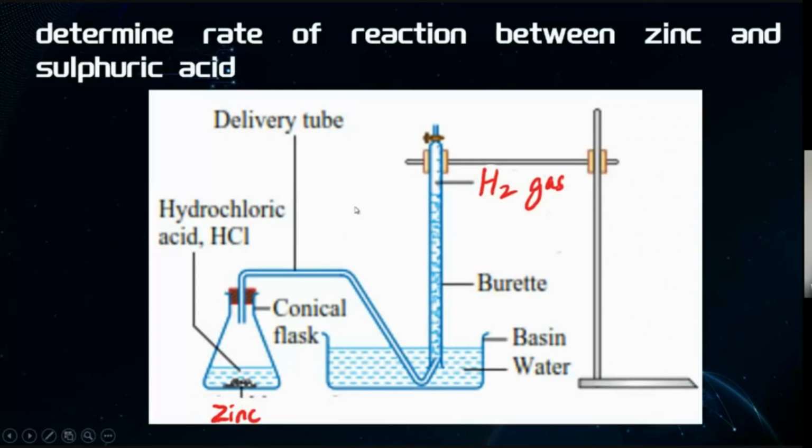This one is for hydrogen gas, also a release of gas. So we use a metal with hydrochloric acid, or zinc with acid, magnesium with acid also can. We release the hydrogen gas.